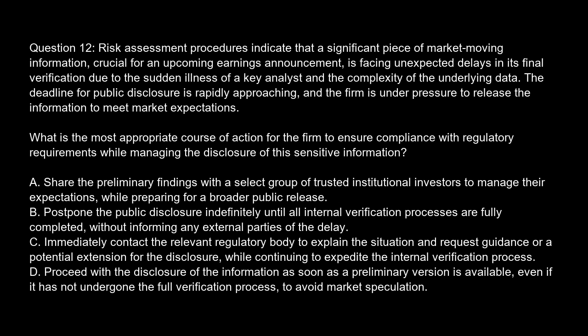Option A. Share the preliminary findings with a select group of trusted institutional investors to manage their expectations, while preparing for a broader public release. Option B. Postpone the public disclosure indefinitely until all internal verification processes are fully completed, without informing any external parties of the delay. Option C. Immediately contact the relevant regulatory body to explain the situation and request guidance, or a potential extension for the disclosure, while continuing to expedite the internal verification process. Option D. Proceed with the disclosure of the information as soon as a preliminary version is available, even if it has not undergone the full verification process, to avoid market speculation.